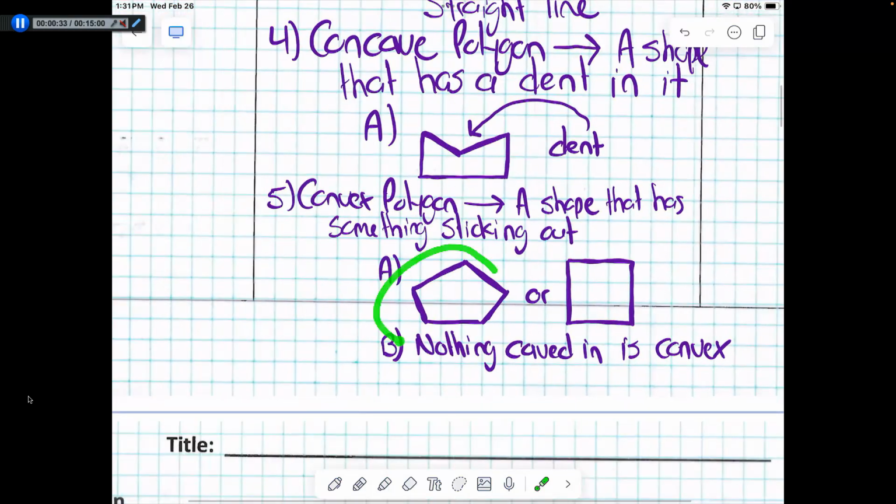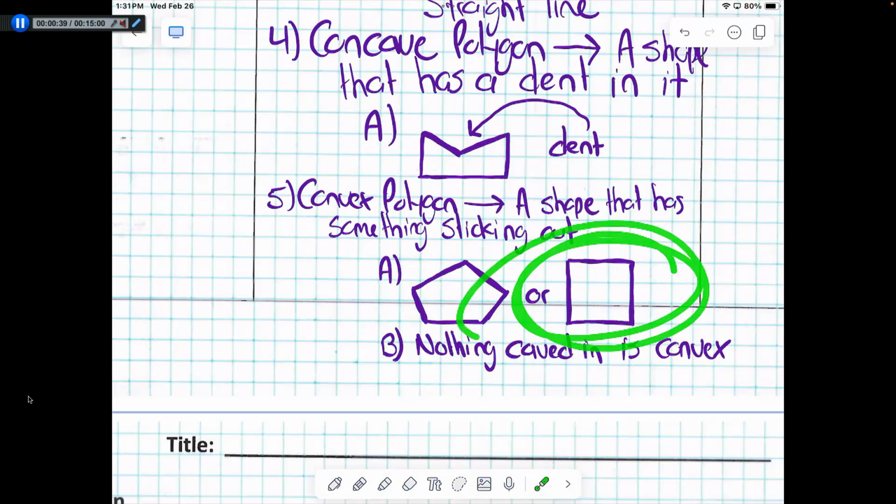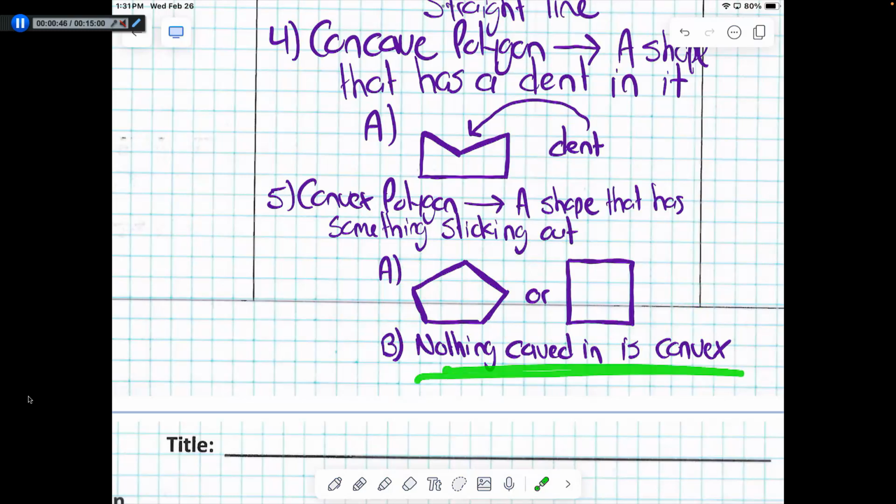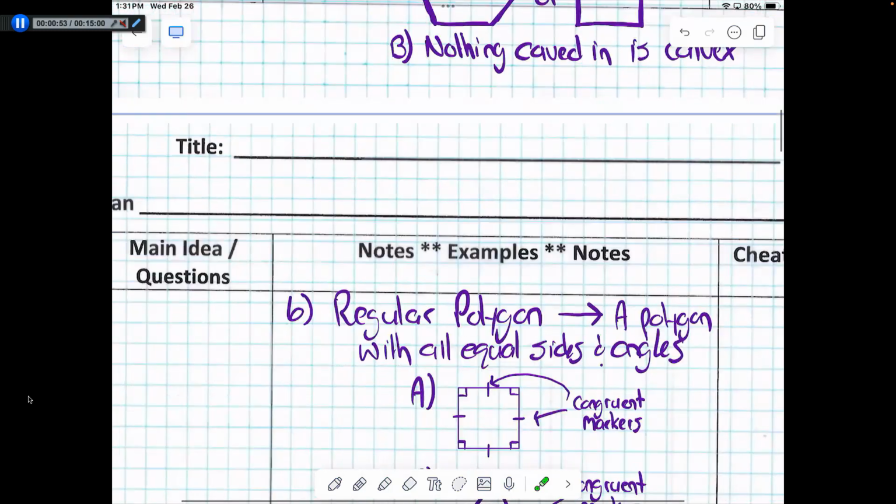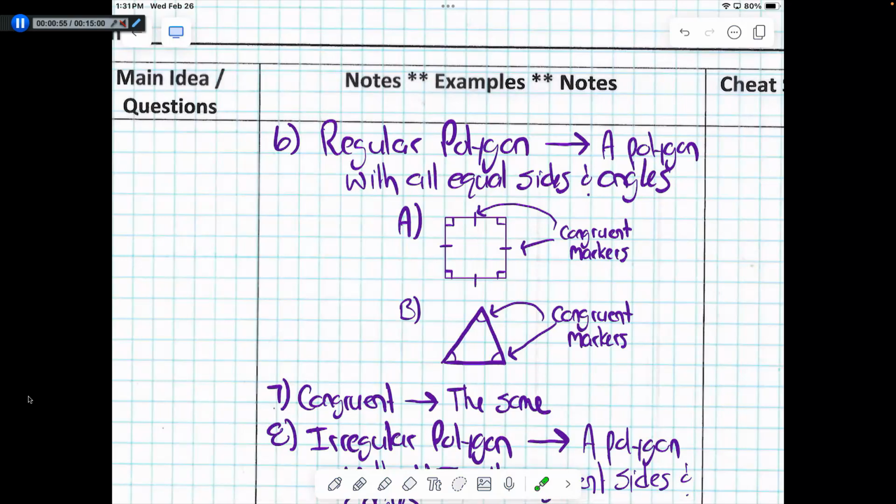If you have a polygon such as this one, and it has some parts that are sticking out, what do we call that? What if it's just a regular old polygon? It doesn't have anything sticking out or caving in. What do we call that? No. Remember, nothing caved in or nothing sticking out is still convex, right? Okay, be careful. Those are two different attributes of a convex polygon.